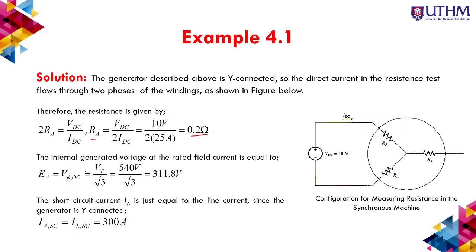So then EA, as we know before, the EA is equal to V phase, and VT equals root 3 V phase, so V phase becomes VT divided by root 3. Then we divide it, and we get this one. So this is the EA.